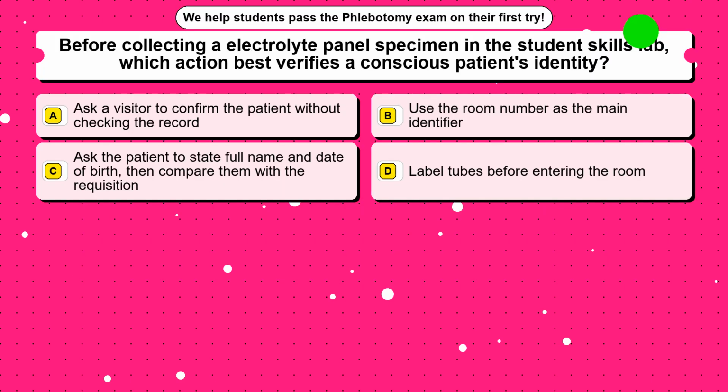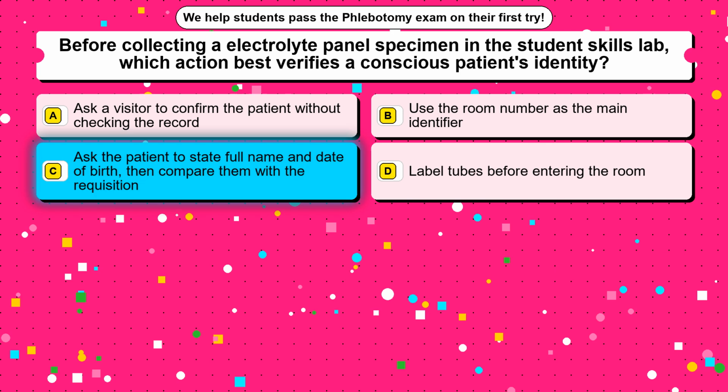Question 1. Before collecting an electrolyte panel specimen in the student skills lab, which action best verifies a conscious patient's identity? Option A. Ask a visitor to confirm the patient without checking the record. Option B. Use the room number as the main identifier. Option C. Ask the patient to state full name and date of birth, then compare them with the requisition. Option D. Label tubes before entering the room.